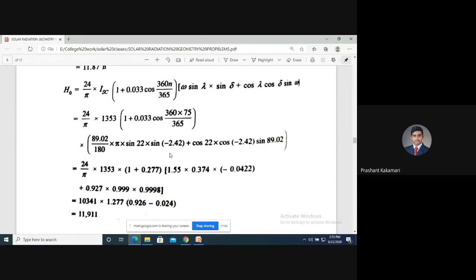How much is the answer? 24 by pi, 1353, 1 plus 0.033 cos of 360 into 75 by 365, omega, sine of 22, sine of minus 2.42, cos of minus, sine of 89.02. Yes, 24 by pi. Check all of you are getting the 11,911 value.